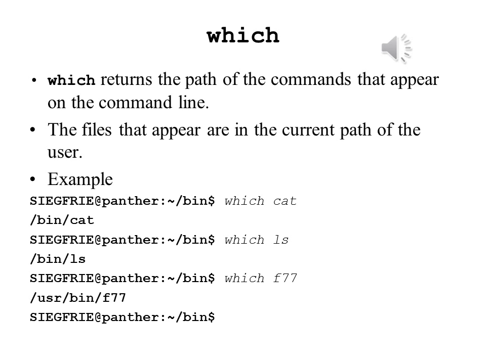Which is a little bit like whereis, but what it'll do is return the path of the commands that appear on the command line. So for example, the files that appear are in the current path of the user. So which cat will show me where the executable file is located. For cat, as you see here, for ls, for f77 as well.